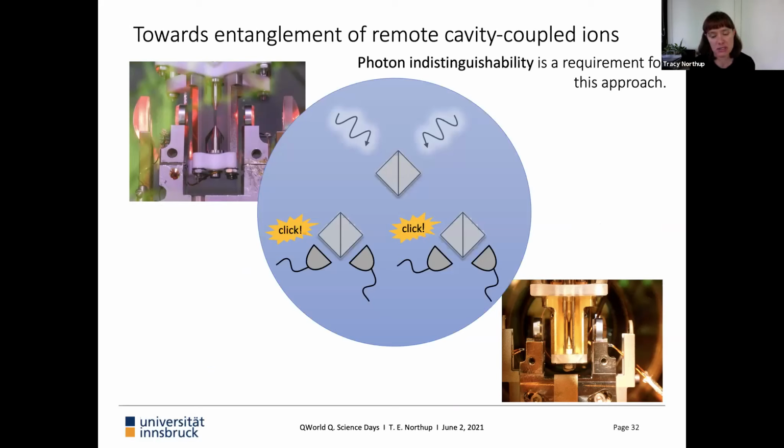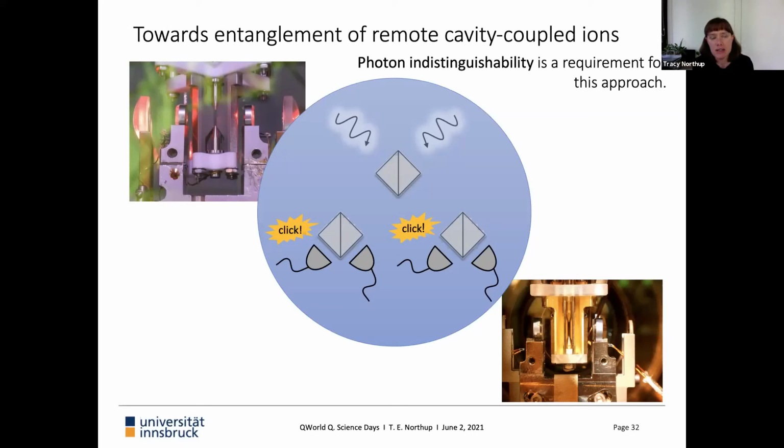Well, one approach is to use the same approach I've told you before: entangle each ion with a photon, measure the photons. And a key requirement here is that those photons are indistinguishable. So recall that I said that a beam splitter could erase the information about where the photons came from, but we need to do more than erase the information about where. It also needs to be true that spectrally and temporally those photons can't be distinguished.